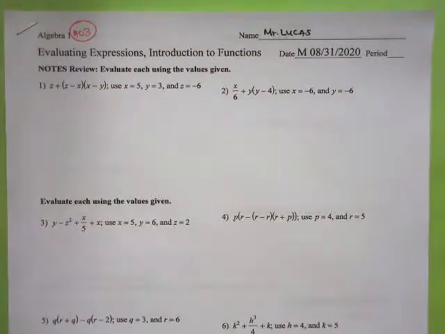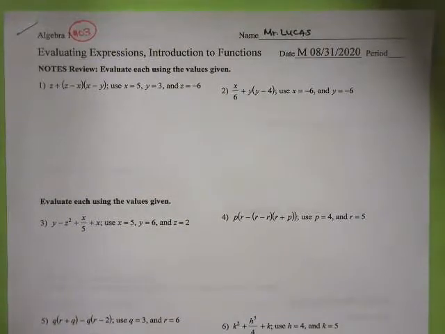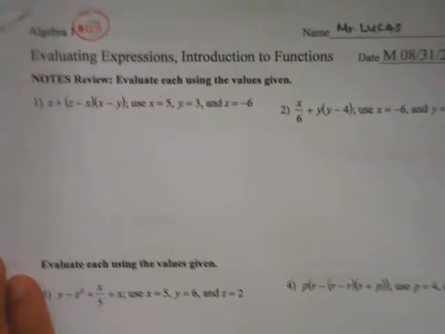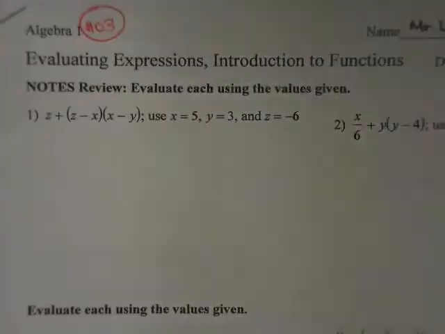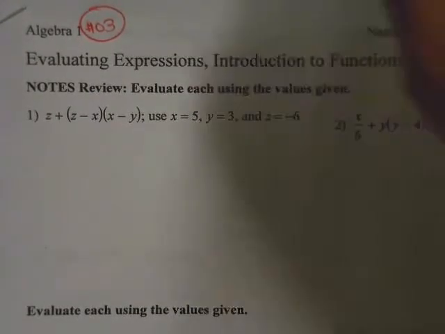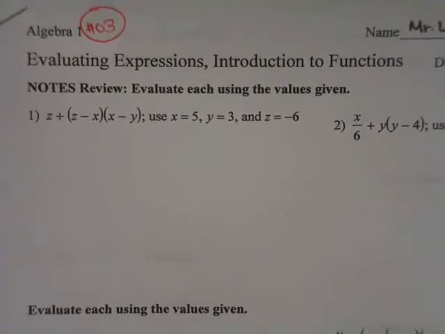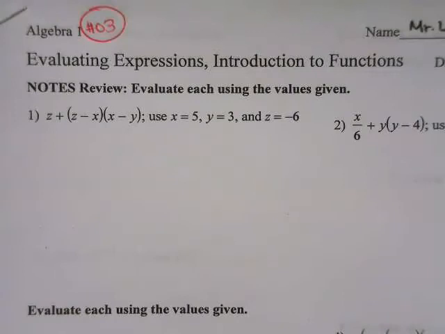Let's take a look at numbers 1 and 2. Evaluate each using the values given. So what we're really doing in numbers 1 and 2 is we're just substituting those values in, which you've shown me that you've already done. So let's get down to it for numbers 1 and 2, and then after I'm done, I can show you guys the expectations of the amount of work that I want you guys to show for me for this class.